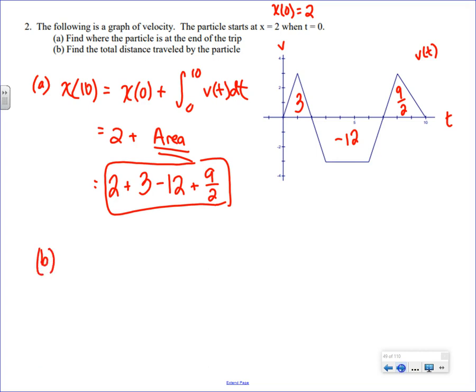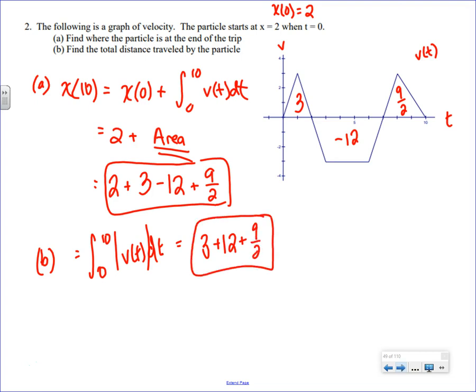Part B, what do they want? Isn't the total distance traveled going to equal the integral of the absolute value, and I have 0 to 10? How do I do that? Wait, we just did that, didn't we? Oh, what's different? Reading absolute values. So isn't it going to be 3 plus 12 plus 9 halves?